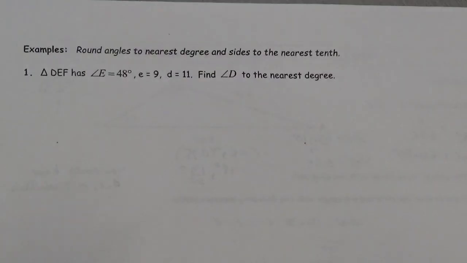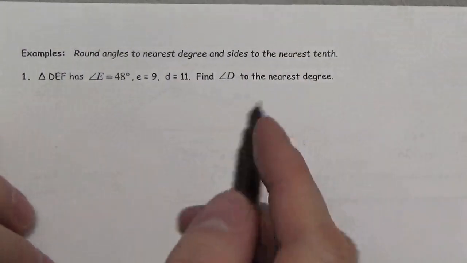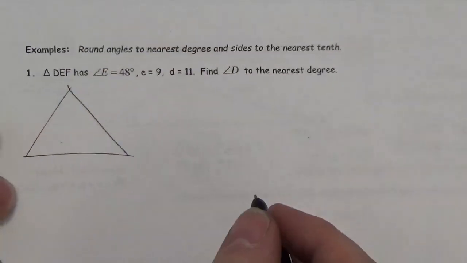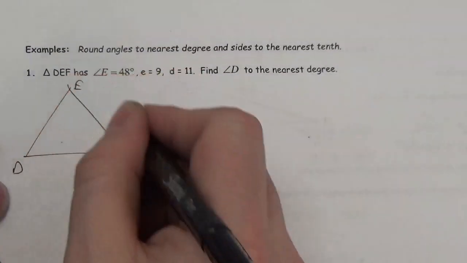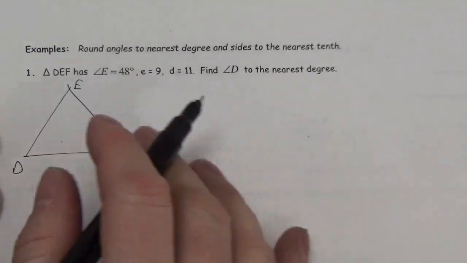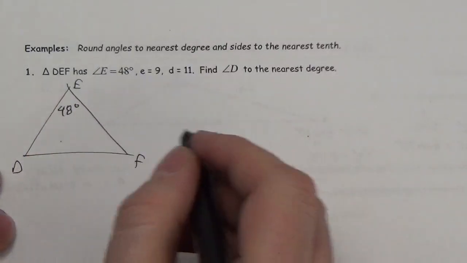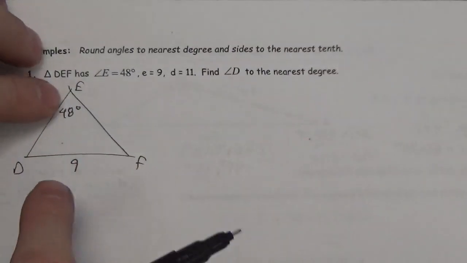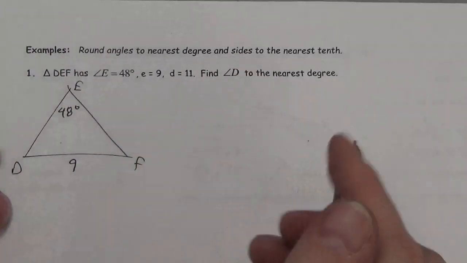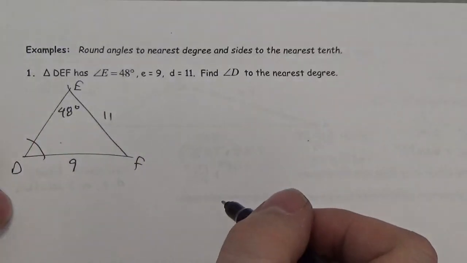Okay, so let's take a look at a question here. It says round angles to the nearest degree and sides to the nearest tenth. Sounds good. So in triangle DEF, I'm just going to draw a standard triangle here. I'm not even going to try to make it correspond to whatever it says up here. Angle E is 48 degrees. Little e is 9. As soon as I have that pair there, I feel comfortable that this is a sine law problem. Little d is equal to 11. And I want to find angle D to the nearest degree.